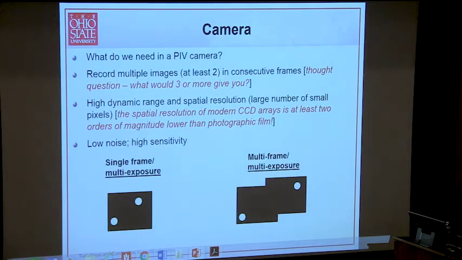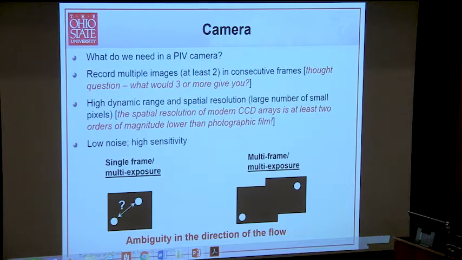Now, you can do single frame multi-exposure, or you can do multi-frame multi-exposure. What I mean by single frame is you could have one frame and have two laser sheets and give it multiple exposures. I show here just one pair of particles. Or you can have what you all use, which is two frames. The problem with the single frame multi-exposure is the ambiguity in direction.